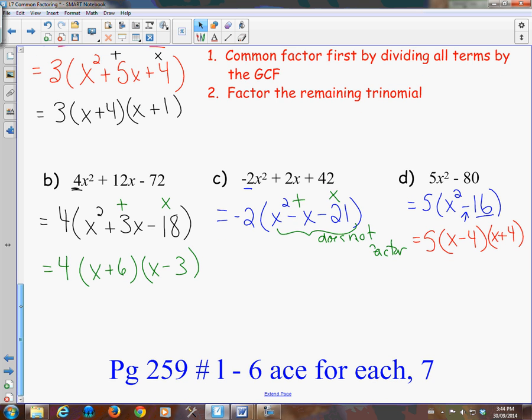So our job here, if there's a number in front of the x squared other than 1, you need to common factor it. Divide everything by that number. And then see if you can factor some more. Factoring by simple trinomial or factoring by difference of squares.